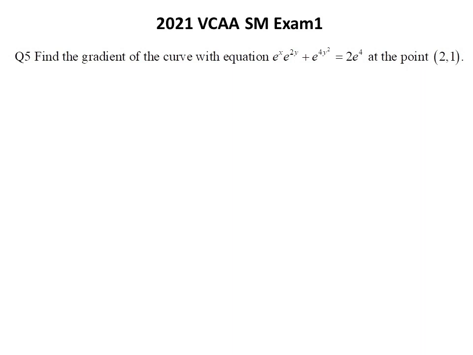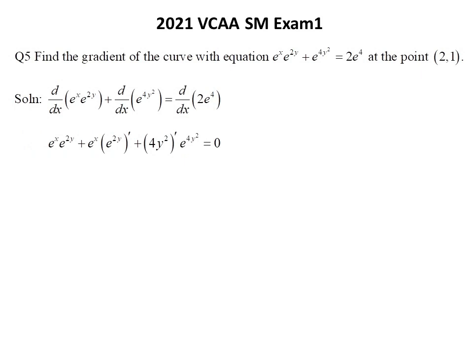1. To find the gradient at a given point, we need to apply the technique of implicit differentiation on the given equation. So we differentiate every term of the equation with respect to x. As can be seen, the differentiation of e to the x multiplied by e to the 2y with respect to x, plus the differentiation of e to the 4y squared with respect to x, equals the differentiation of 2e to the 4th with respect to x.